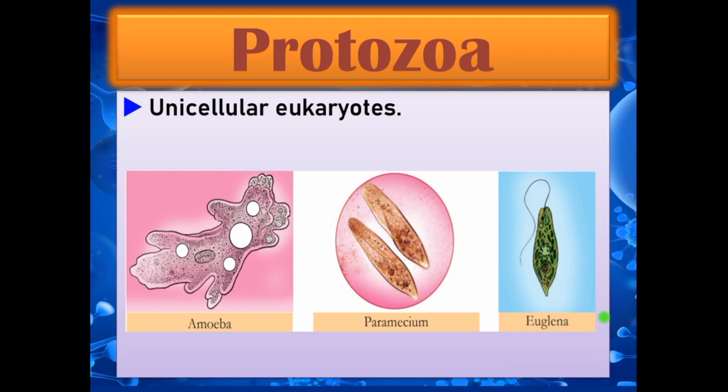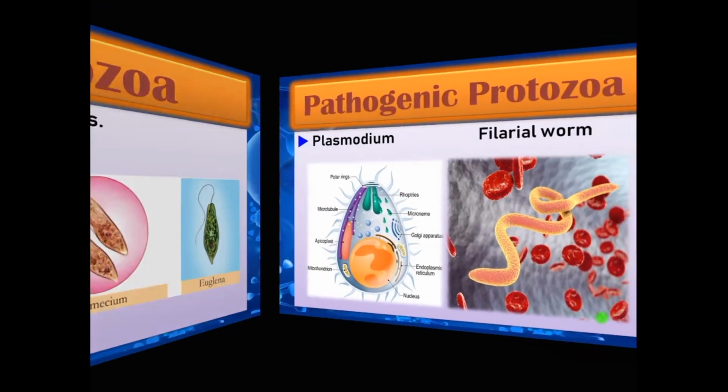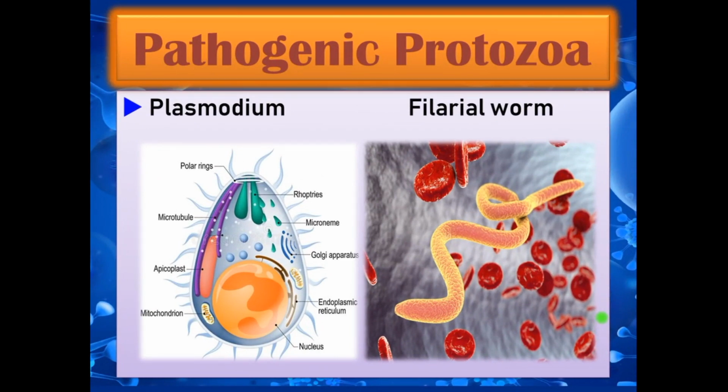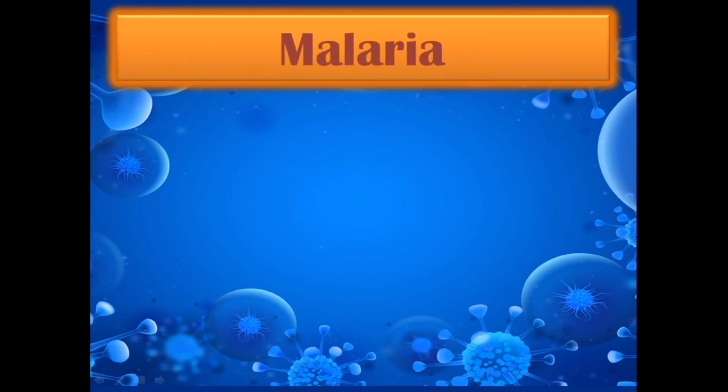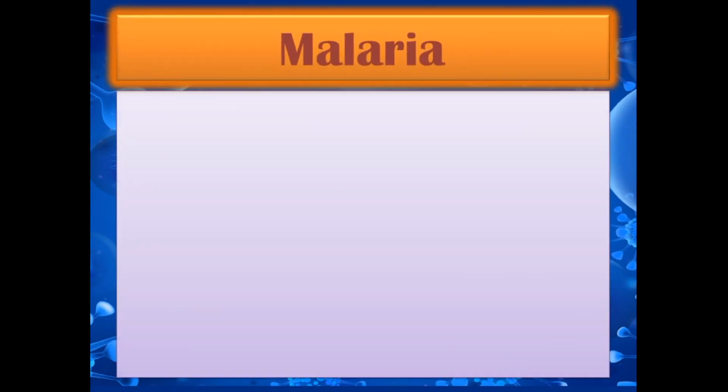Among them, some of them cause diseases. So let's see certain pathogenic protozoa which cause disease. Here we are going to discuss two major pathogenic protozoa. First one is Plasmodium and the second one is Phylurial worm. So Plasmodium is having a simple structure, whereas Phylurial worm, as the name indicates, is a worm-like creature, a small worm-like creature that affects humans. Let's see the first one.